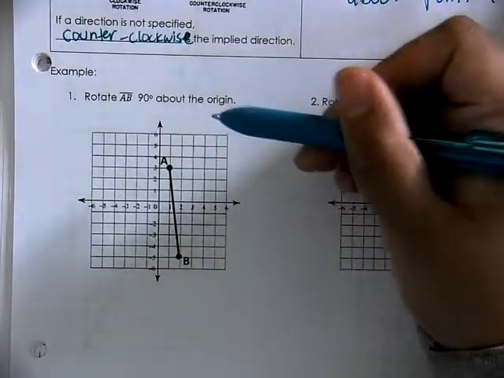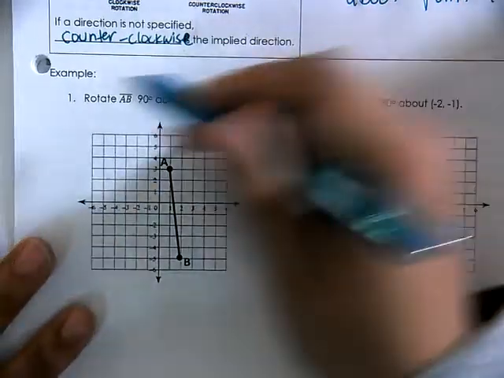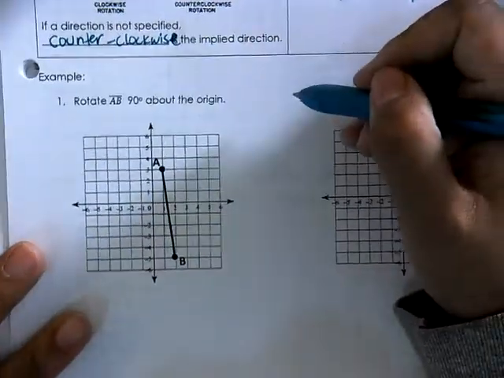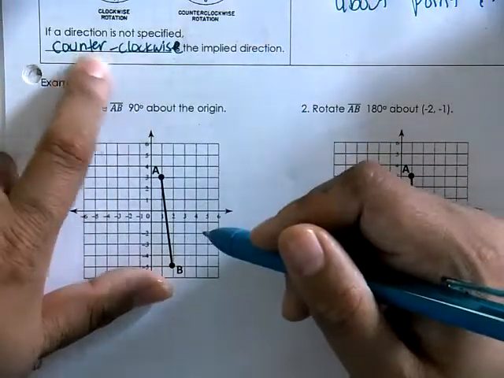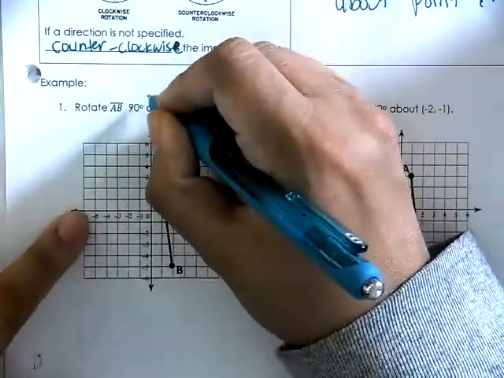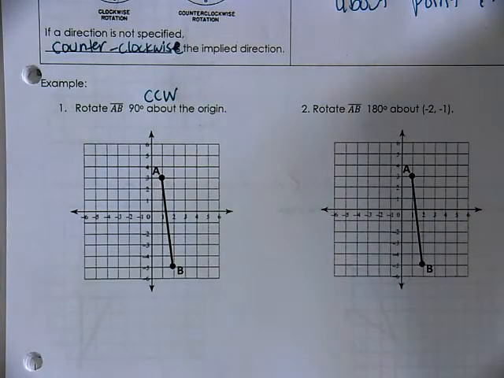It's asking me for the first one to rotate segment AB 90 degrees about the origin. Notice it never says clockwise or counterclockwise. So if you think back right up here, it said, remember, if the direction is not specified, it's counterclockwise. So we need to move this one counterclockwise. That means think of the opposite direction of a clock.